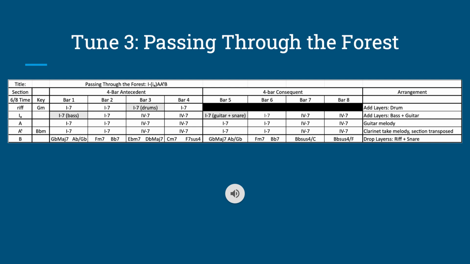Now it's the form chart, 6/8 time. Notice the modulations, G minor to B flat minor. This black here means that there's nothing written. So this is a 4-bar line, and these are all 8-bar lines, consisting of a 4-bar antecedent and a 4-bar consequent. And notice the arrangement notes here, it's super clearly laid out, the whole arrangement strategy, and it involves adding and dropping layers. Also changing melody instruments.